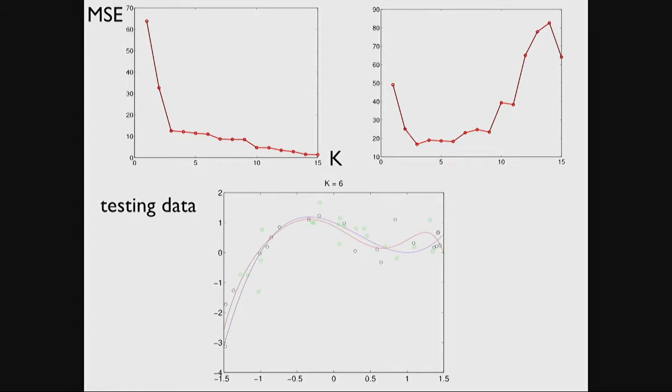So for the black points, by definition, it had to go down because I'm adding more parameters and getting more and more precise. But as you can see here on the green points, it will actually first go down, and then eventually it will go up. Right? Why is that? It's because basically, by the time I get to 15, my polynomial is just trying to fit the noise of the black ones, and will have no predictive power for the green ones, right? So it goes back up.